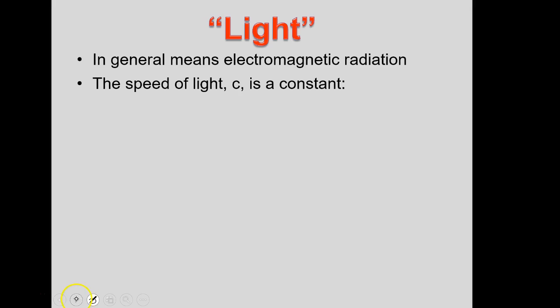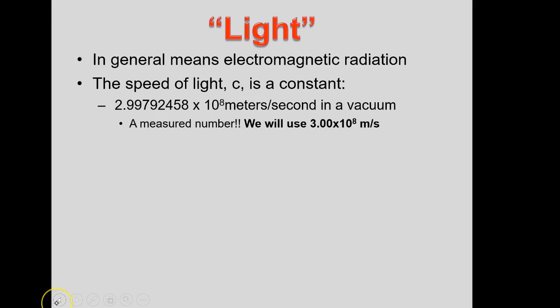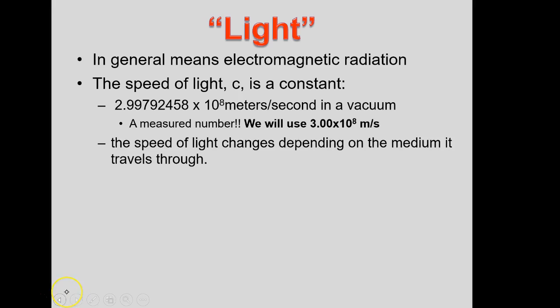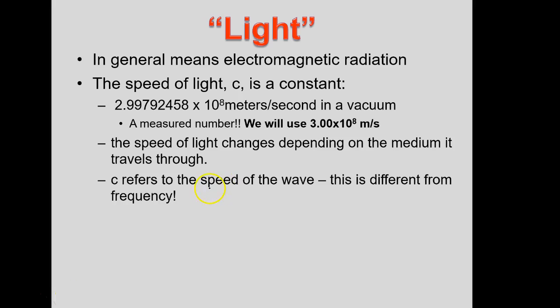The speed of light is a constant in a vacuum. It's 3 times 10 to the 8th. We're going to call it 3 times 10 to the 8th, not that number. Depending on the medium it's in, if it goes through air, water, or glass, it's a little different. But we're just going to pretend it's always in a vacuum. And this is talking about the speed, like as in miles per hour, it's meters per second.